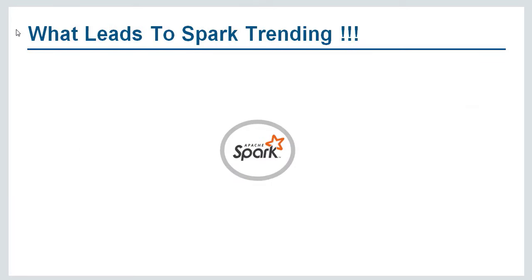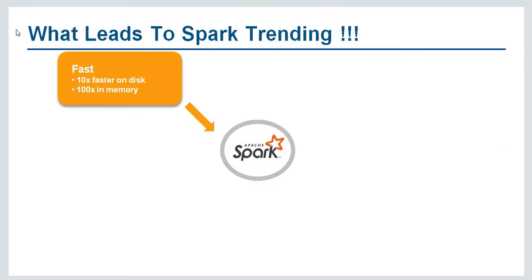So what leads to Spark trending? The first thing is speed. Apache Spark is engineered from the bottom up for performance. Spark can be 100 times faster than Apache Hadoop for large-scale data processing by exploiting in-memory computing and other optimizations.